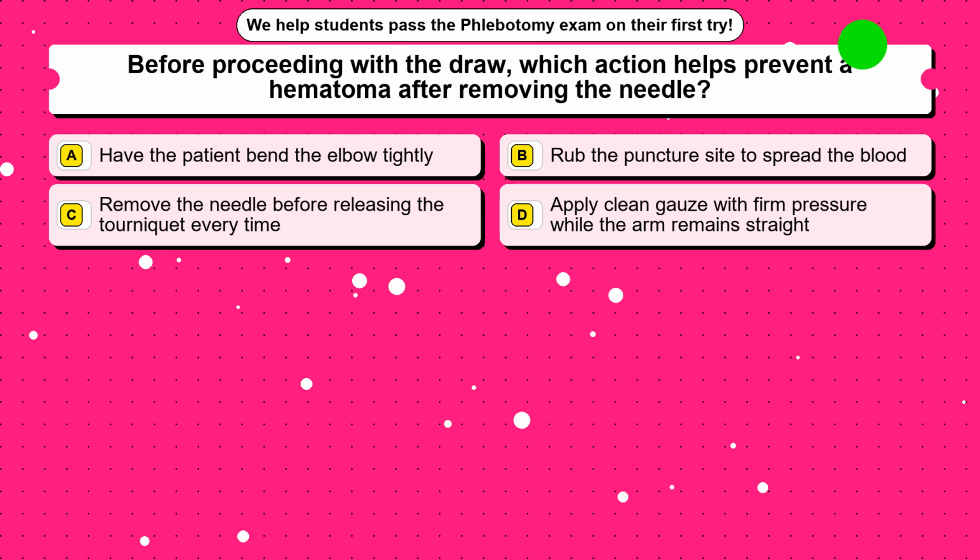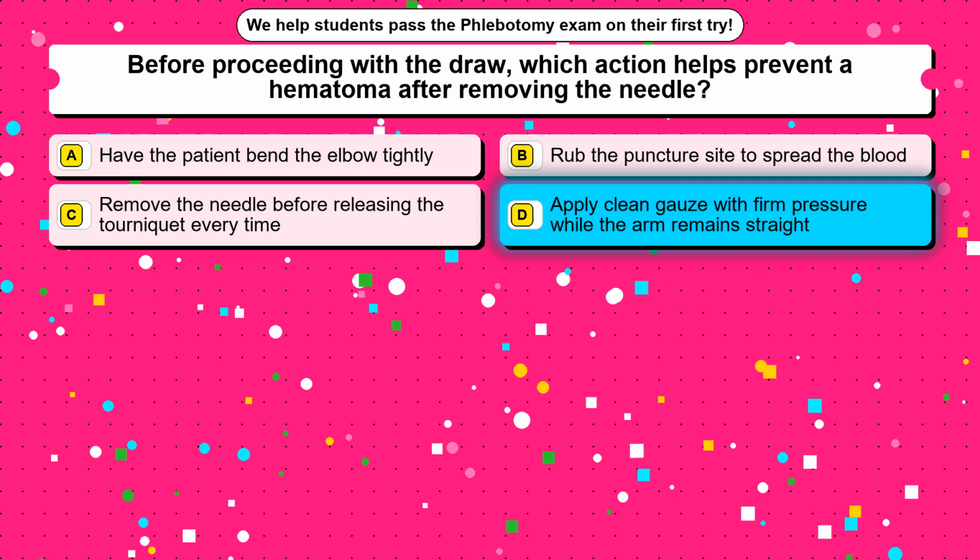Question 48. Before proceeding with the draw, which action helps prevent a hematoma after removing the needle? Option A. Have the patient bend the elbow tightly. Option B. Rub the puncture site to spread the blood. Option C. Remove the needle before releasing the tourniquet every time. Option D. Apply clean gauze with firm pressure while the arm remains straight. The correct answer is option D.